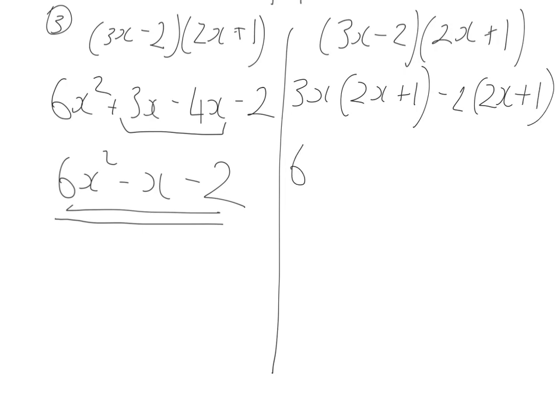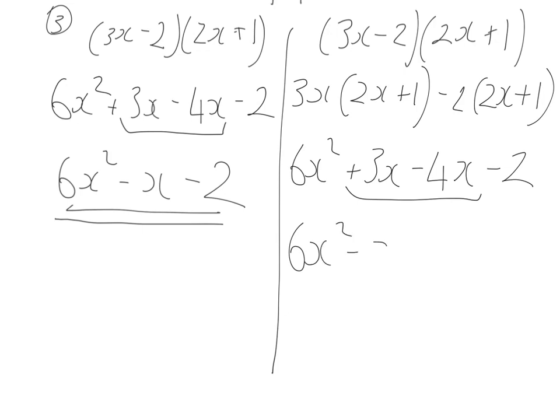3x times 2x is 6x squared. 3x times 1 is 3x. Minus 2 times 2x is minus 4x, and minus 2 times 1 is minus 2. Again, tidy up the terms in the middle. 6x squared minus x minus 2, and I get the same result, and that's the final answer for example 3.